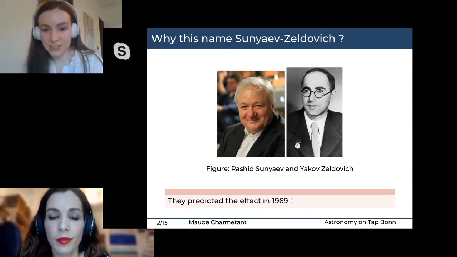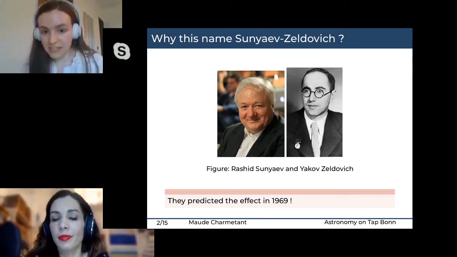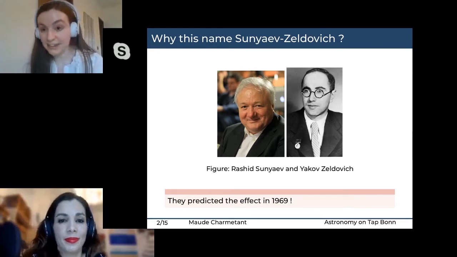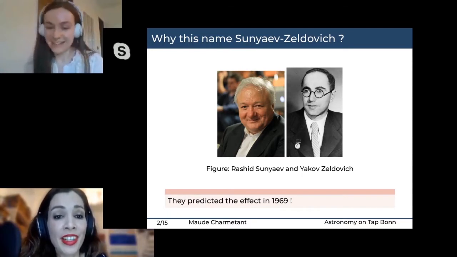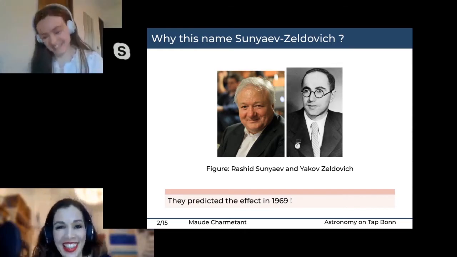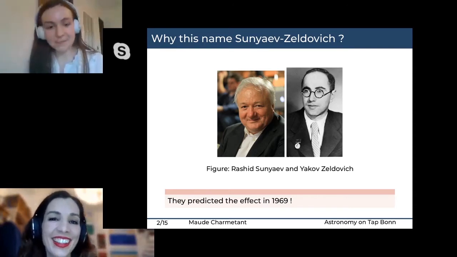So, of course, because he was his PhD student, he was getting instruction and he was being guided by Zeldovich on what to do, what to investigate. And together they predicted the effect in 1969, which is quite some time ago, actually. That's fantastic. The same year that we sent humans to land on the moon. Fantastic. Yeah, that's actually right.